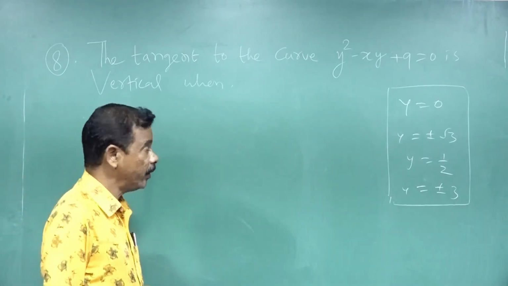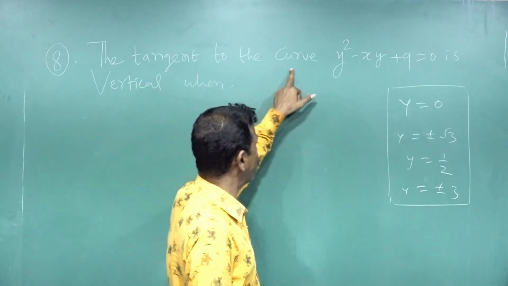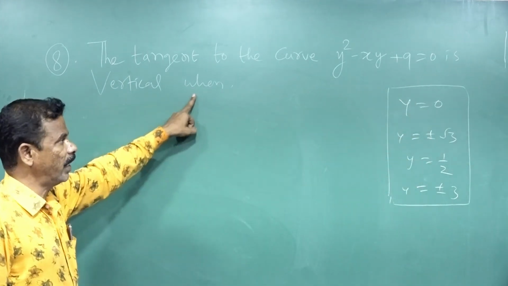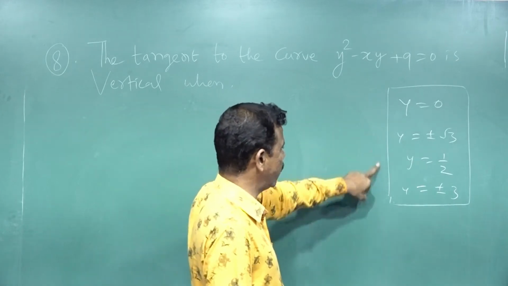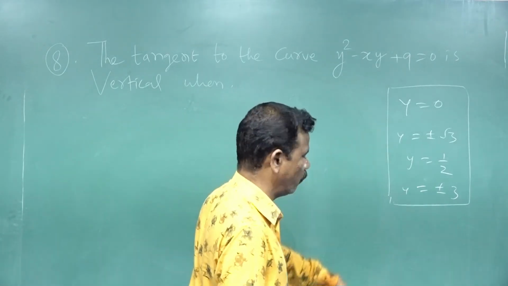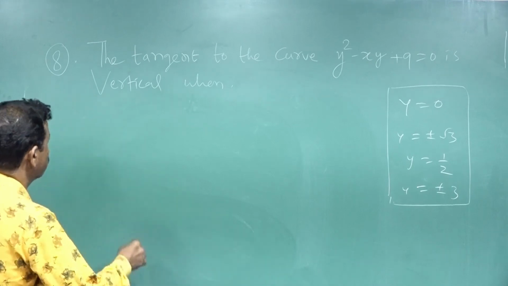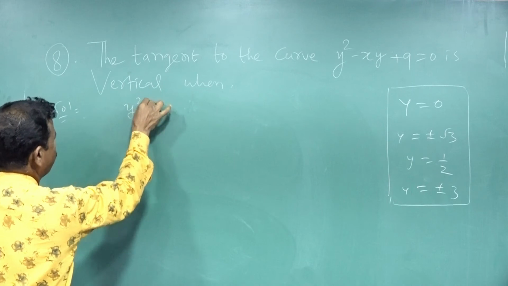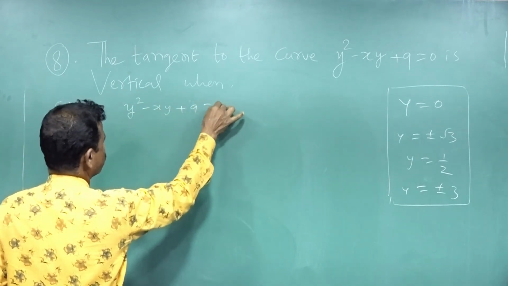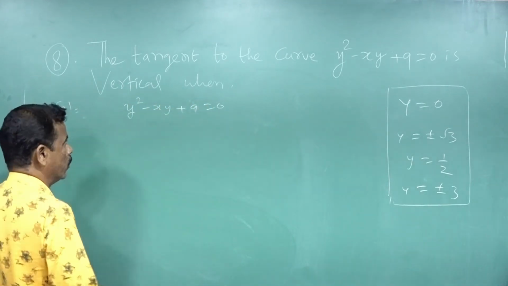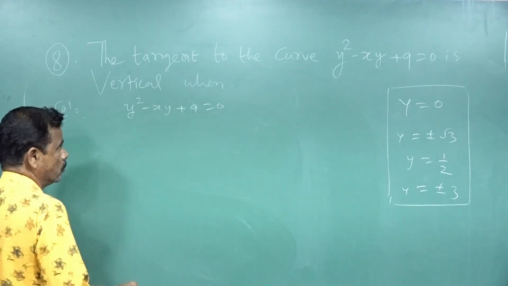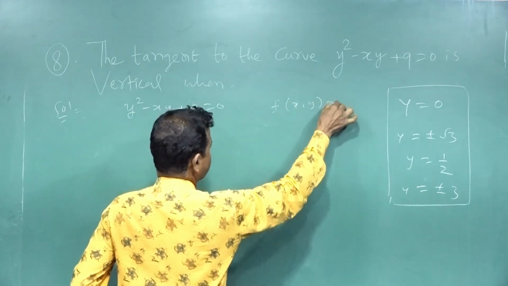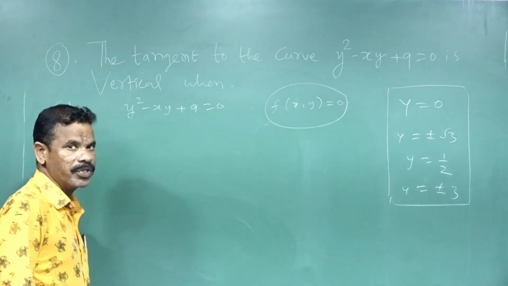Third option. In the 8th question, the tangent to the curve y square minus xy plus 9 is equal to 0 is vertical when, here four options, which line is satisfied? Y is equal to 0, all y terms. So the given function y square minus xy plus 9 is equal to 0. It is the implicit function in terms of x and y, not y is equal to f of x. It is the implicit function, f of x comma y is equal to 0. This is called an implicit function.